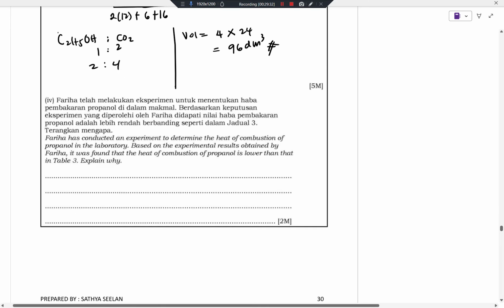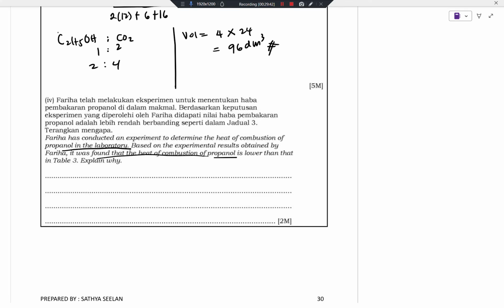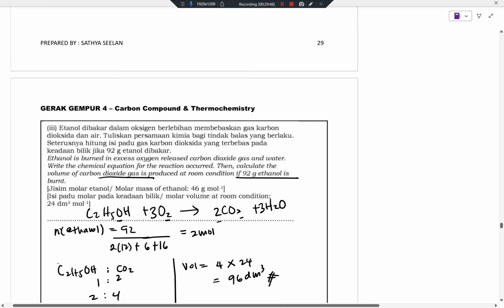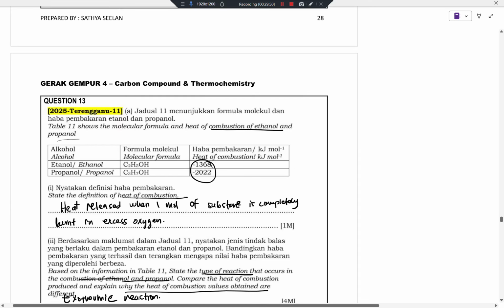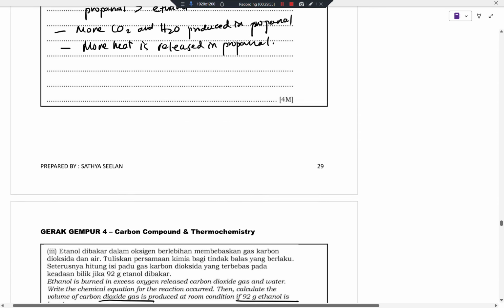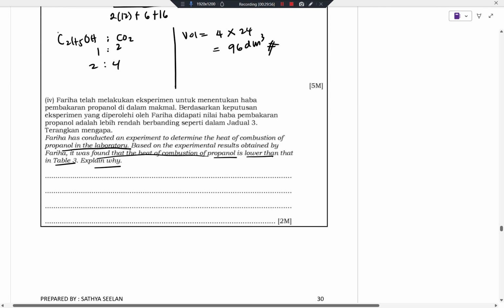Okay, so very easy. Okay, Faria has conducted an experiment to determine heat of combustion of propanol in the lab. Based on the experiment result, it was found the heat of combustion of propanol is lower than the table 3. Explain why. அவங்களும் experiment செஞ்சு பார்த்தாங்க, but அவங்களுக்கு கிடைச்ச propanol is not as high as this. So what could be the reason? அதான் அவங்க கேட்குறாங்க. So just think anything relevant lah.